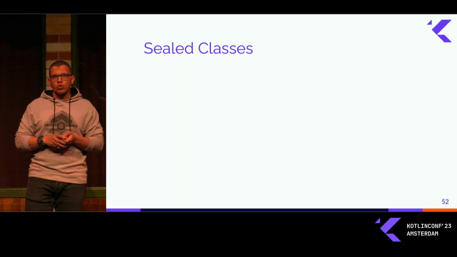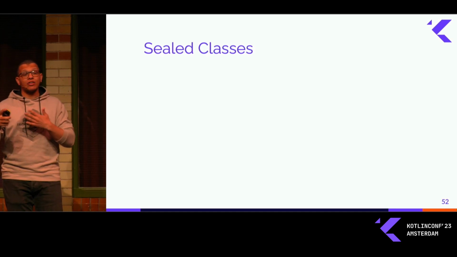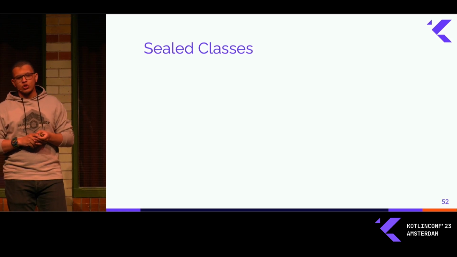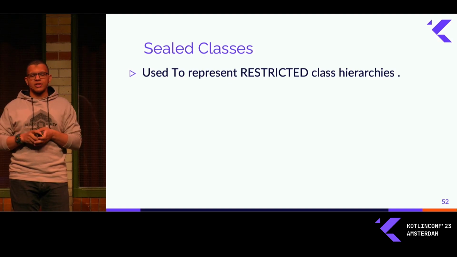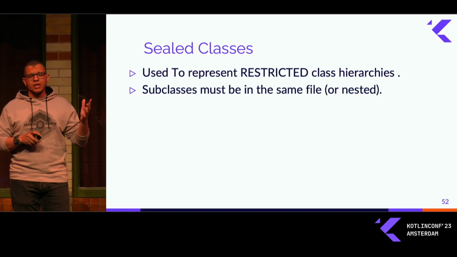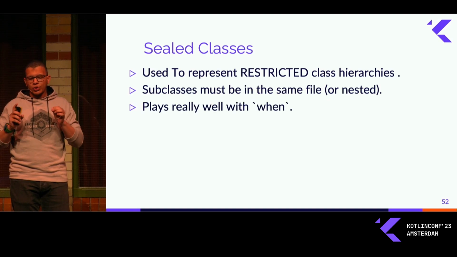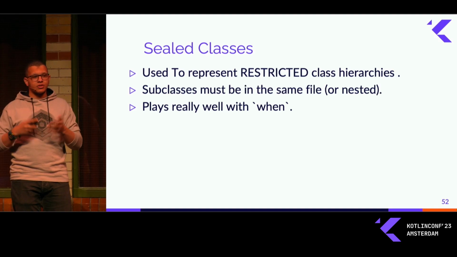Sealed classes. So here I'm not talking about the features of Kotlin itself. I'm talking about some anti-patterns I saw people doing when converting Java to Kotlin. So usually sealed classes are used to represent a restricted class hierarchy. The subclasses must be defined in the same file or at least nested, and it plays really well with the when function because the compiler can check the exhaustiveness if it's needed.